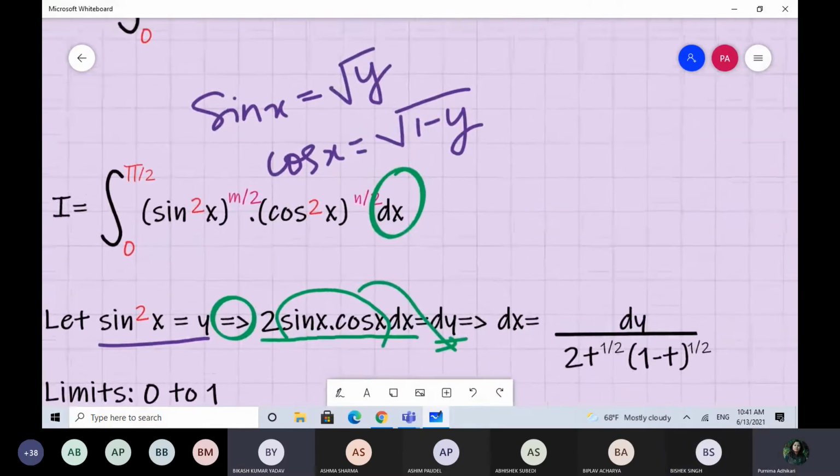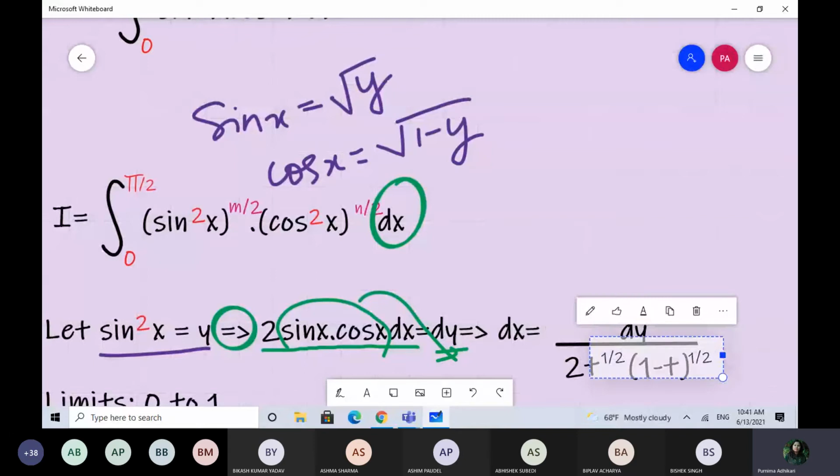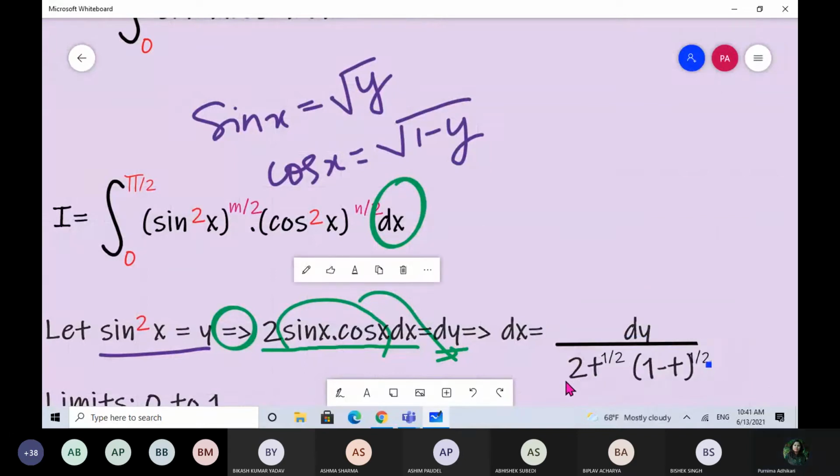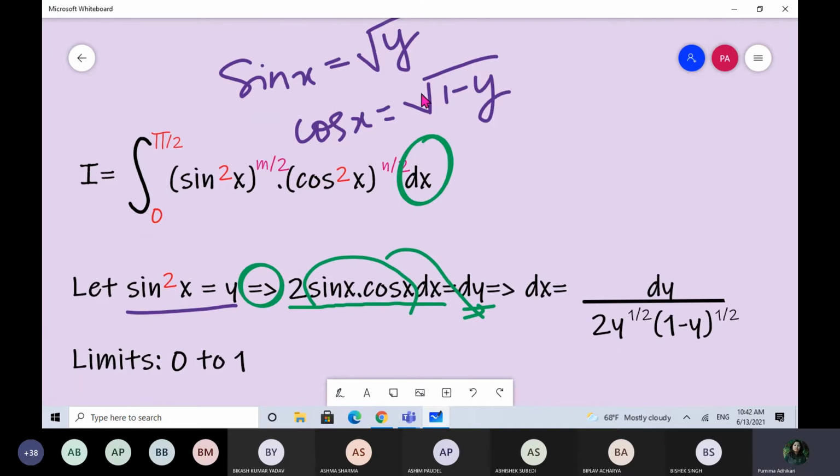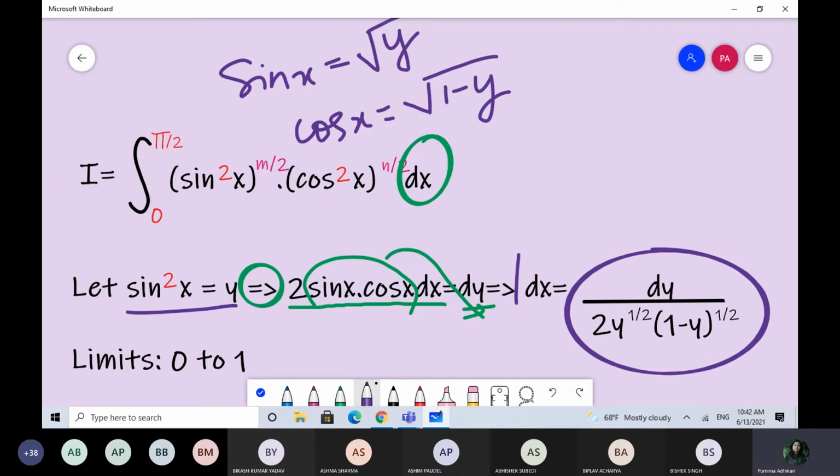Yes. So that's what we have done. I have written it as t, but it should be y. It is in terms of y. We changed to y, so it's y here also, here also. So root y means y to the power half, and root 1 minus y means 1 minus y to the power half. Okay, so we will get this, and it replaces dx.